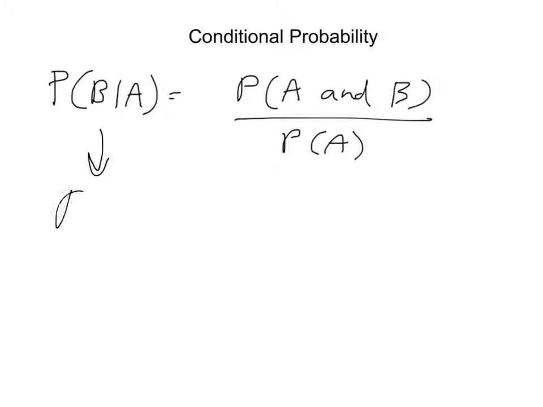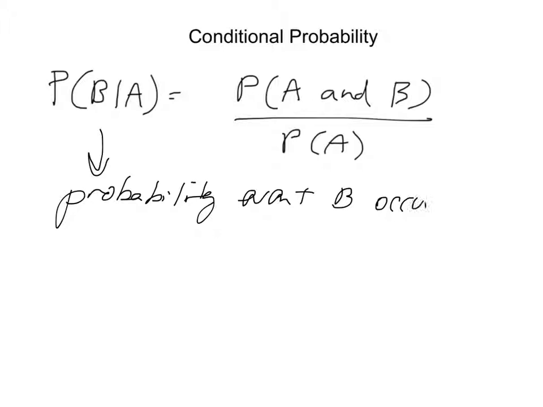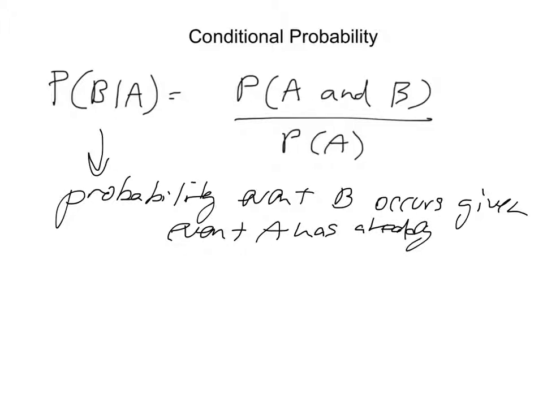So this translates into the probability event B occurs given event A has already happened. And so you can use the formula P of B given A equals P of A and B over P of A. And so let's just do an example with playing cards.